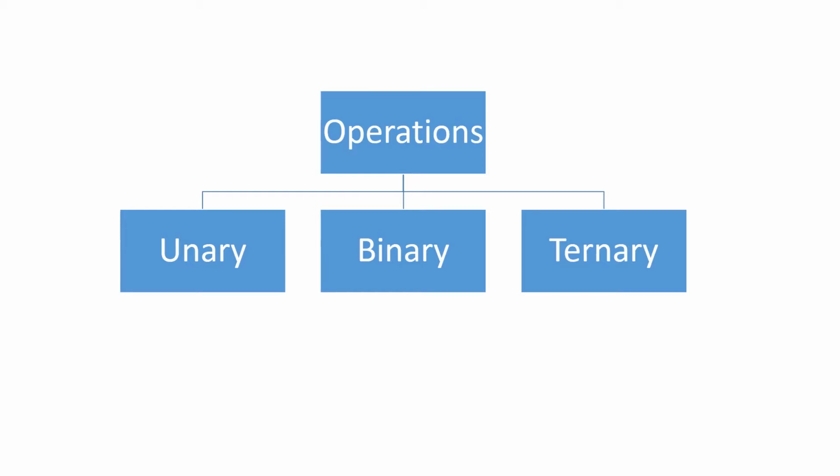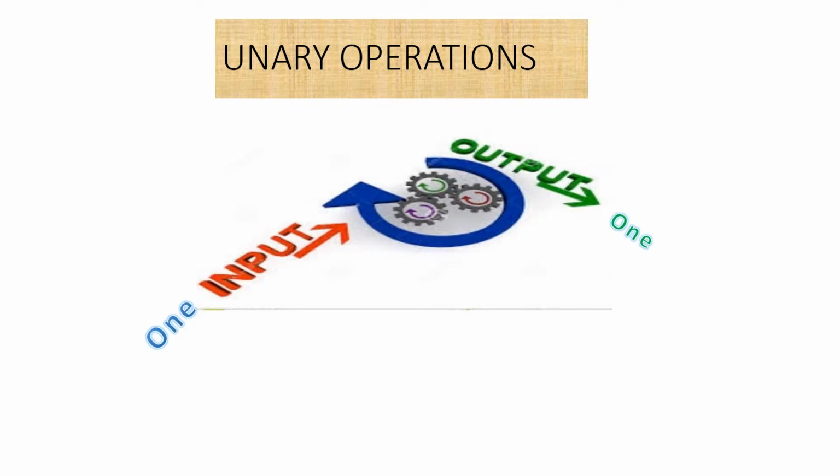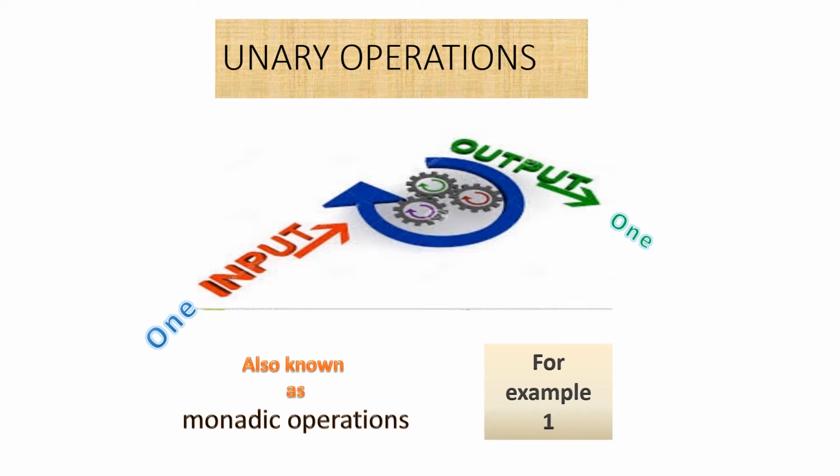First category is unary operator. The operations that require only one operand and produce one result are known as unary operations, and the operator used is unary operator. For example, 1 is a single operand. If we want to do some operation on it, then output will be again single. Its further subtypes are unary minus operators, increment, decrement, etc.